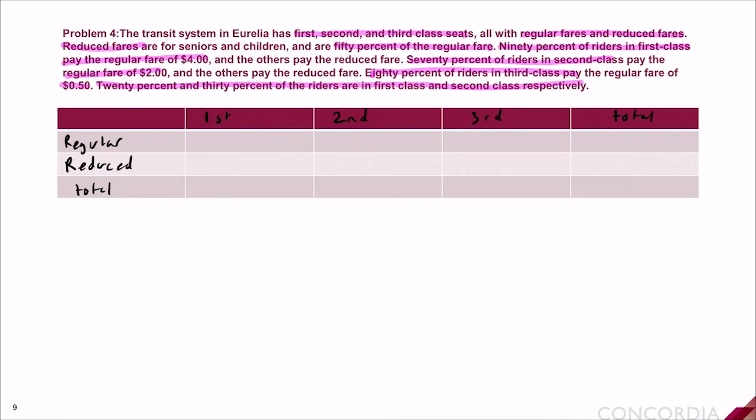The last statement tells us that 20% of all riders are in first class and 30% of all riders are in second class. Therefore, we know the total must be equal to 1, so 1 minus the first class percentage minus the second class percentage should give us the third class percentage.